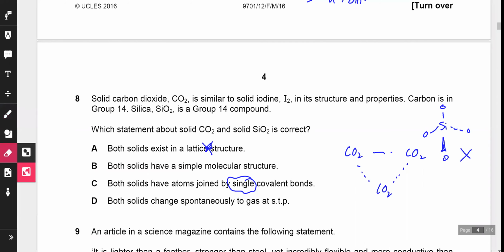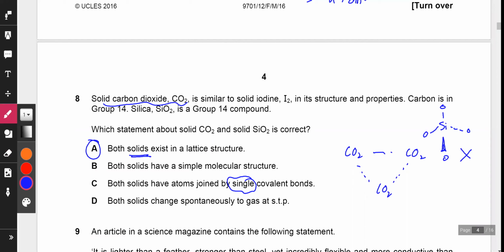But since the first statement is correct, since they are solids and solids have a lattice structure, he's talking about solid carbon dioxide. If you solidify carbon dioxide, then these attractive forces would be relatively weak, and there would be a regular arrangement of particles. Okay, so I'm pretty sure it's going to be A.